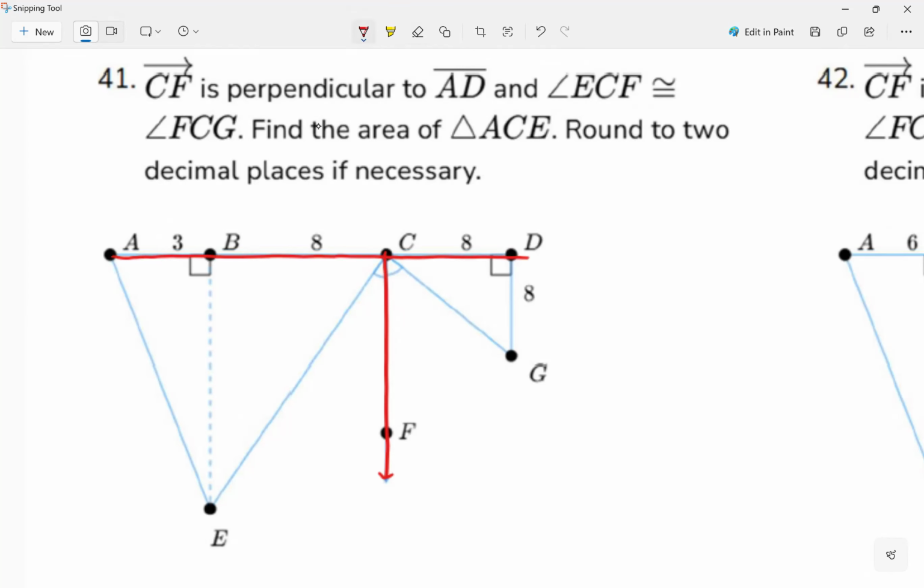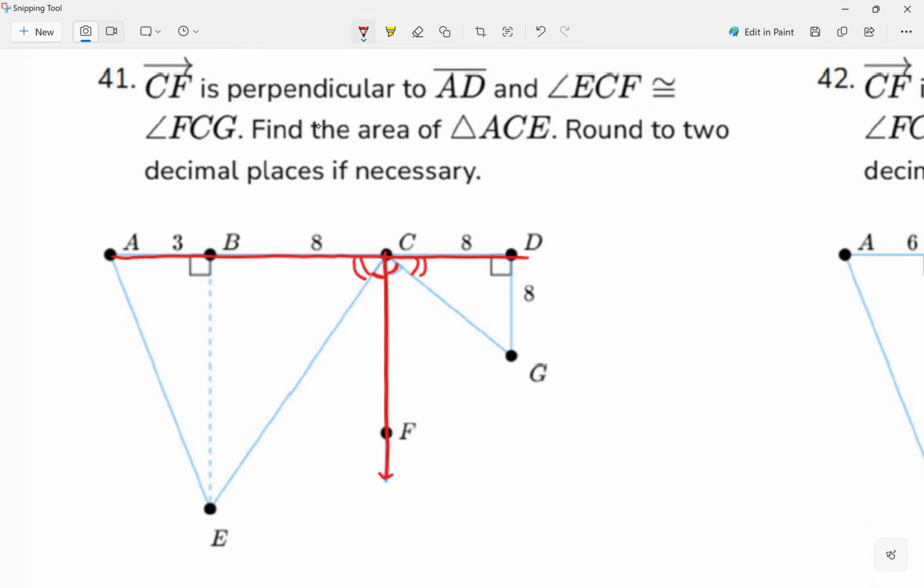Okay, let's continue reading. So angle ECF is congruent to angle FCG. So ECF, that's basically this angle, is congruent to FCG, that angle. So I'm pretty much going to agree that this angle is equal to this other angle, right? I can agree on that. Find the area of triangle ACE.